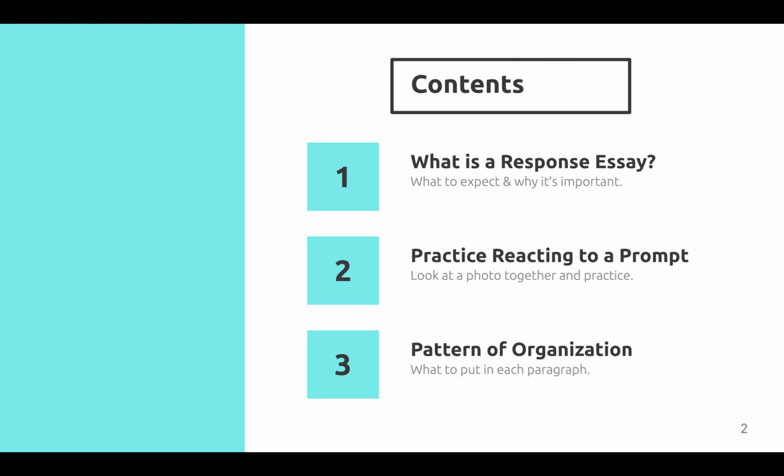Secondly, we're going to practice reacting to a prompt together. So you'll get a feeling of what it's like to actually react to a prompt. What are some questions you can ask yourself? And what is the brainstorming stage like? And then lastly, we're going to talk about the organization of this essay. So I'll tell you about each paragraph and what you should be putting in each of those paragraphs.